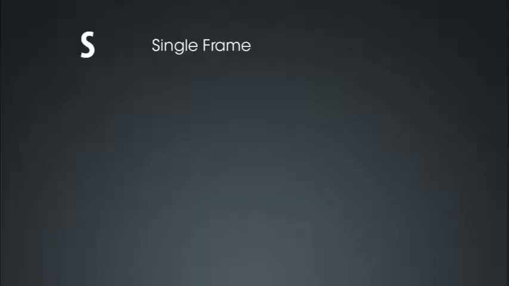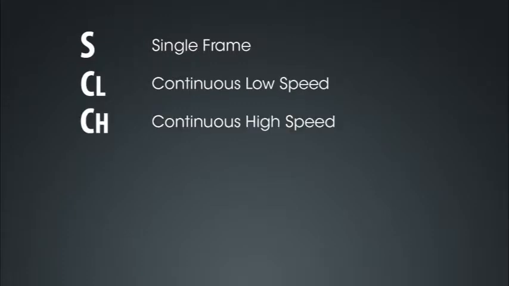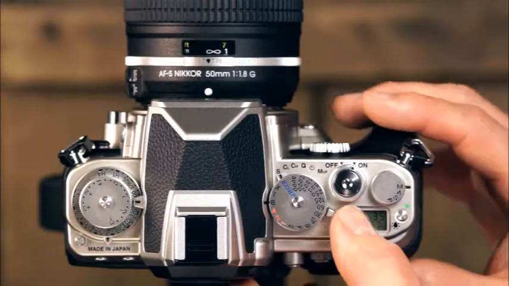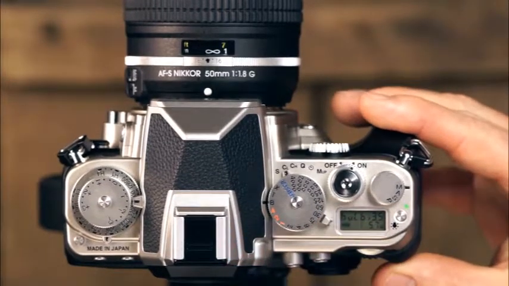Now that we've discussed shooting modes and ISO settings, let's take a minute to talk about the camera's release modes. The release modes determine how many times the shutter releases when you press the shutter button. The DF has single frame, continuous low speed, continuous high speed, quiet, self-timer, and mirror up. To set the release mode, simply rotate the release mode dial.